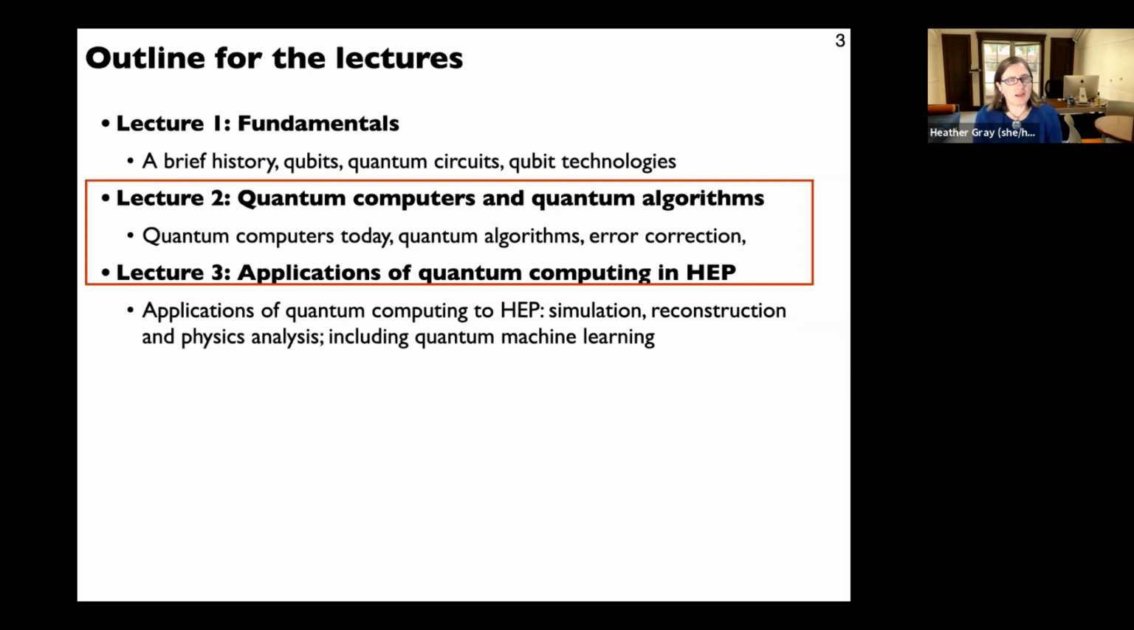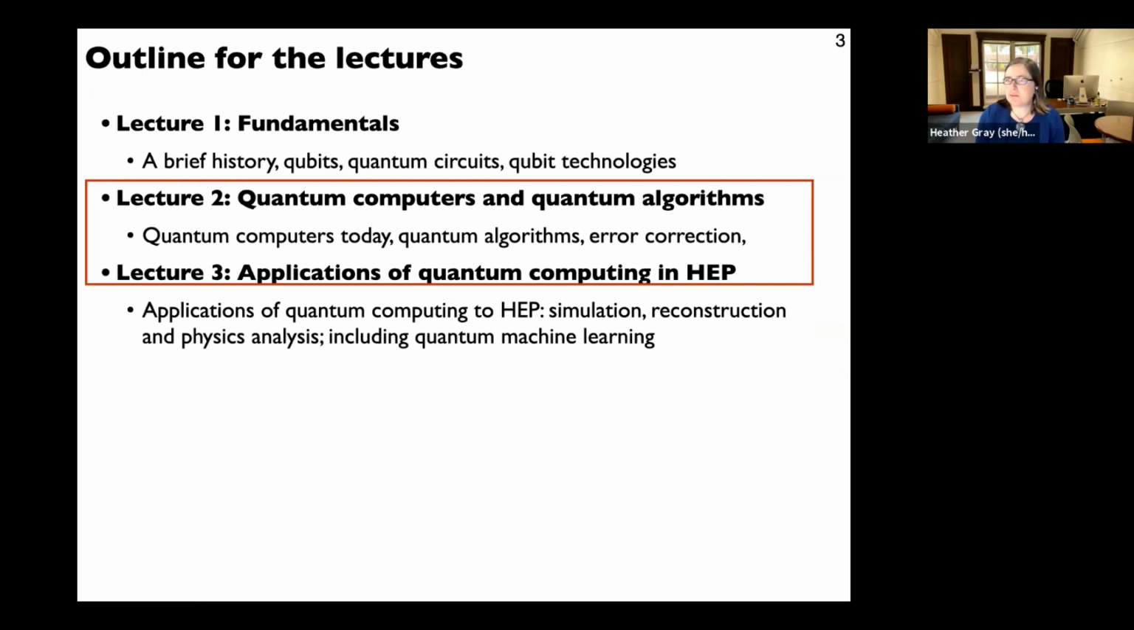So that's the outline. I noticed my red boxes moved slightly, but what we're going to be talking about today is really about quantum computers of today and quantum algorithms. And then there will be also some discussion about error correction. I'm also going to talk a bit about quantum advantage and various things like that.